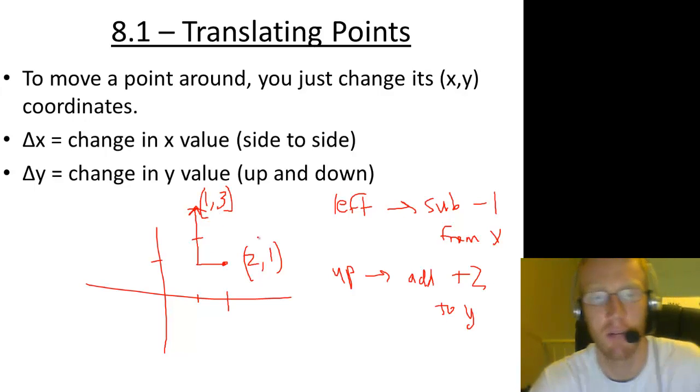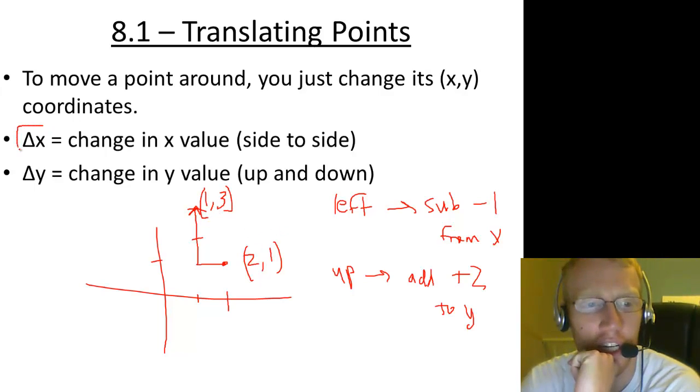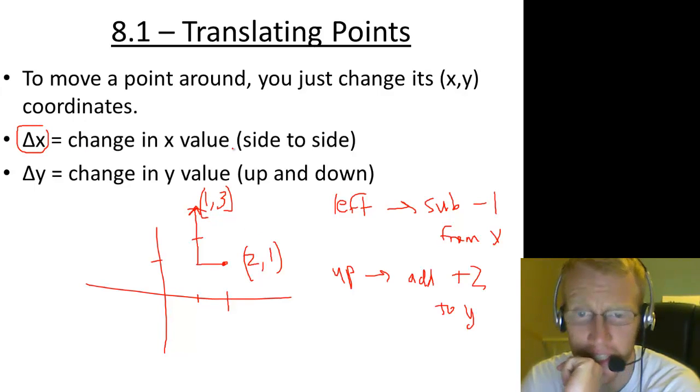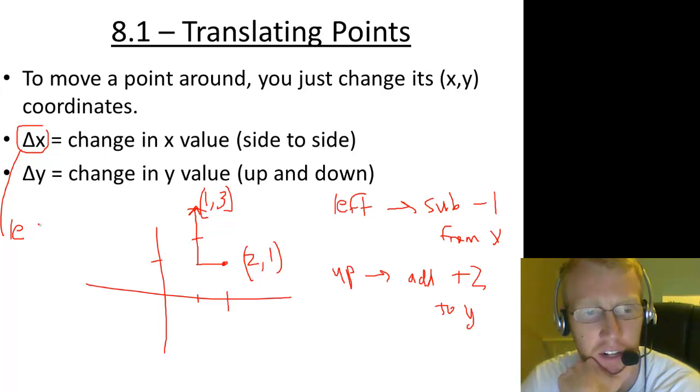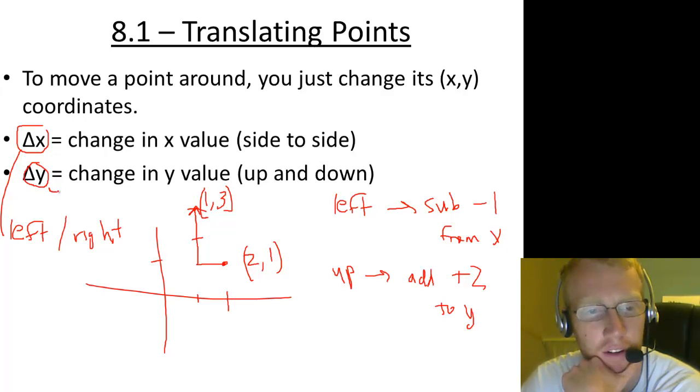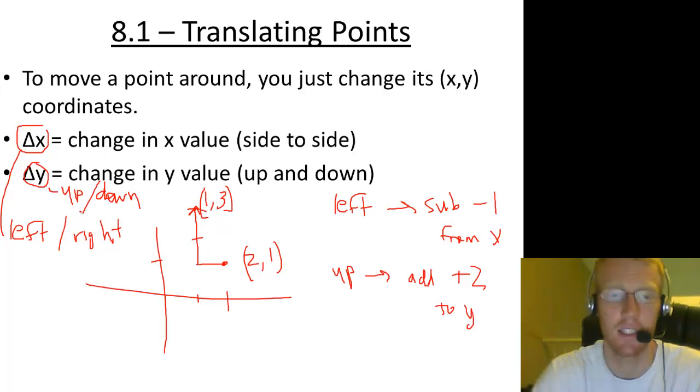I'm not going to spend a lot of time belaboring this point, but the change in x value is side to side. So if you want to go left or right, this is going to be affecting the x value. And the change in the y value is obviously going to be up and down, because the y-axis is up and down and the x-axis is side to side.